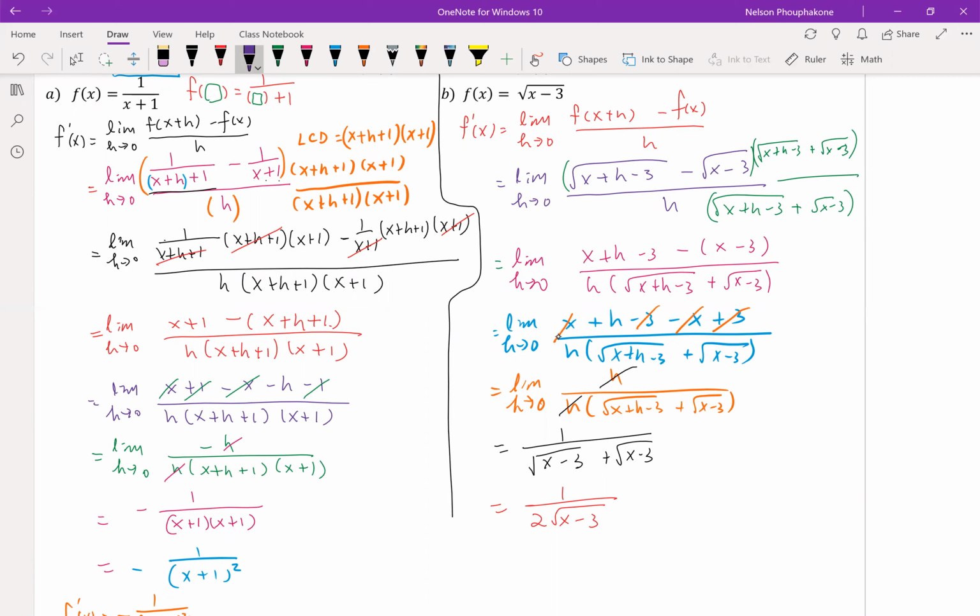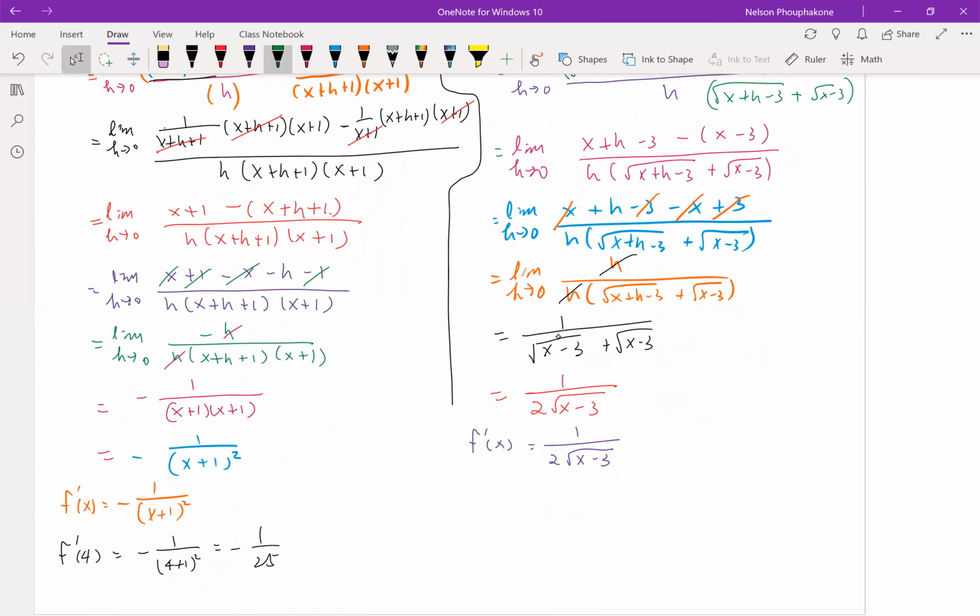Then I have f prime of x is equal to 1 over 2 times the square root of x minus 3. And f prime of 4 is 1 over 2 times the square root of 4 minus 3, and I got 1/2.